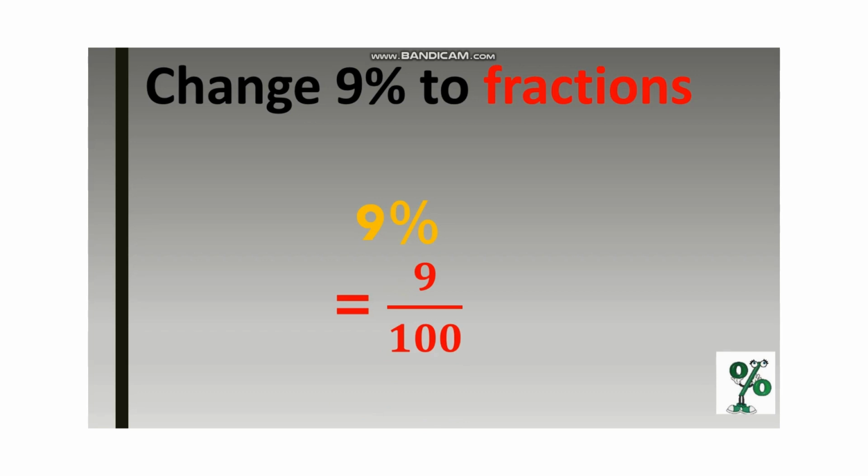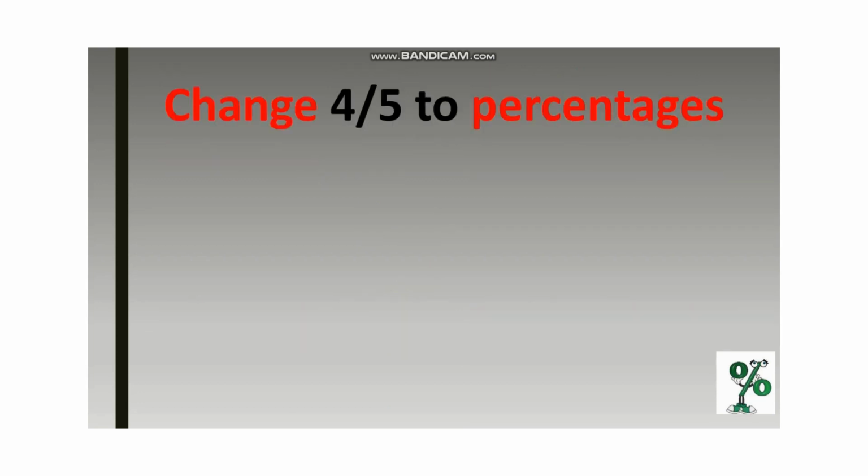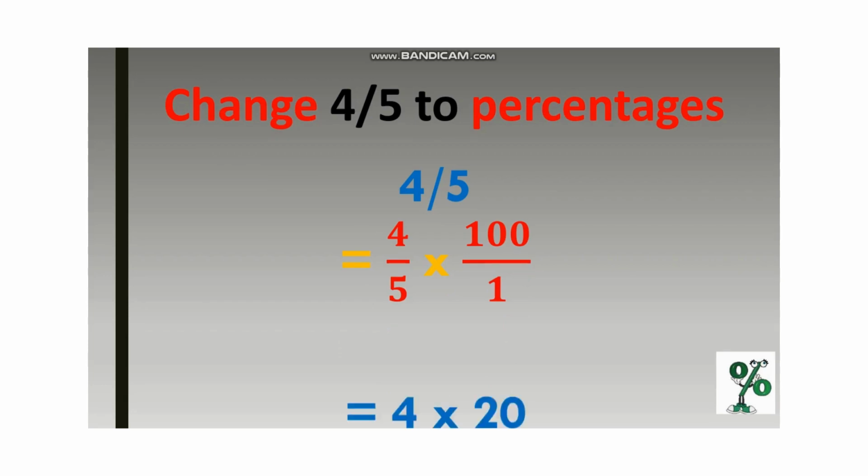We are changing this to percentage, and when you are changing this to percentage, actually what you do is multiply by 100. So 4 over 5 to percentage, that will be 4 over 5 times 100, and 5 can divide 100 to give you 20. So you are left with 4 times 20, and 4 times 20 gives you 80, and that is 80%. So 4 over 5 is 80%.